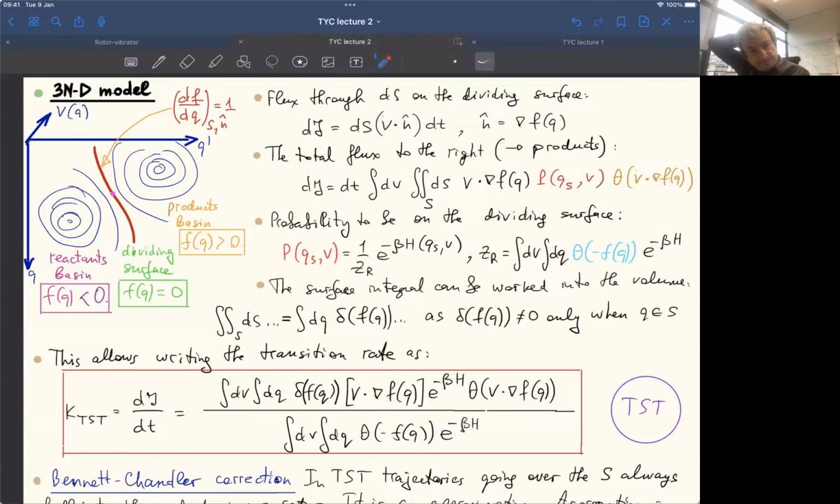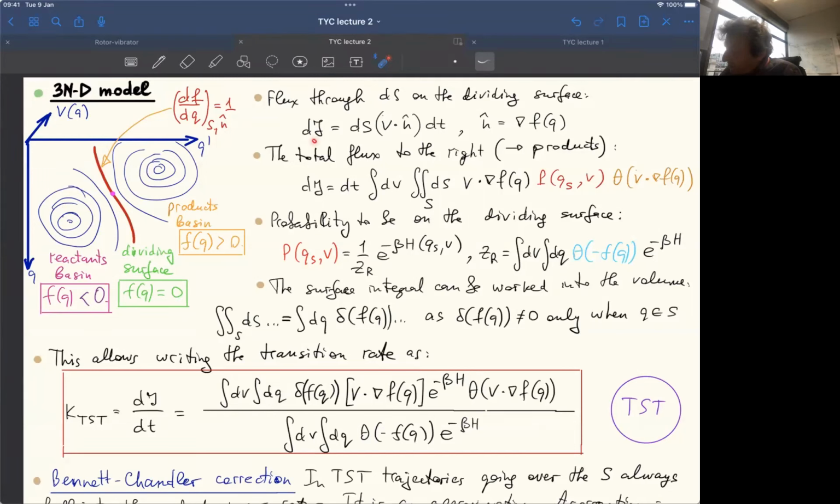All right. What we're interested in is calculating the rate with which my system, which sits here in this reactant basin, may cross the dividing surface and go into the product basin. We would like to calculate the rate of transition. And of course, I will assume that my system sits here in the reactant basin by Gibbs distribution, as we did with the one-dimensional case. And then we would like to calculate the rate of transition of my system through the dividing surface.